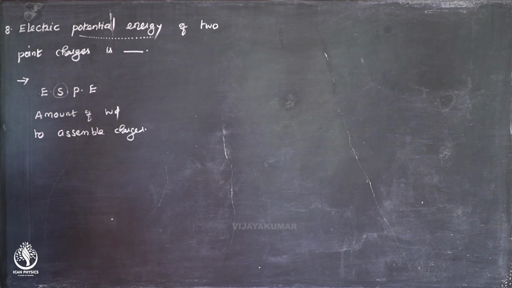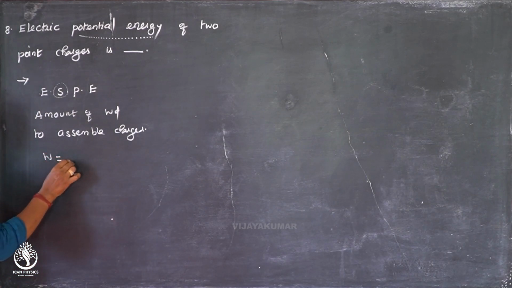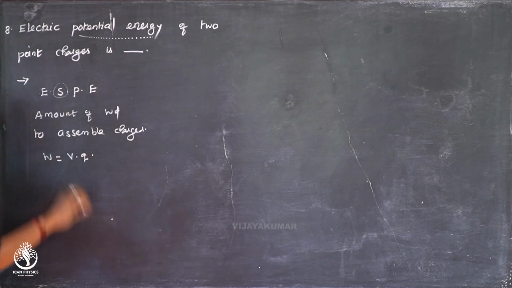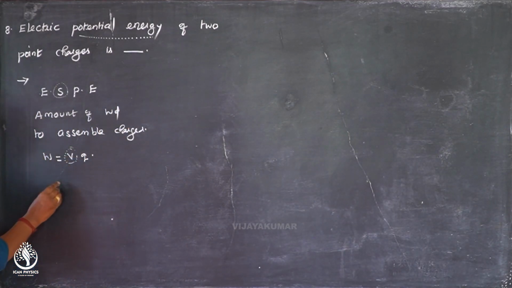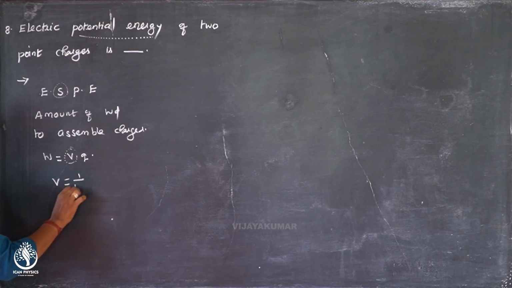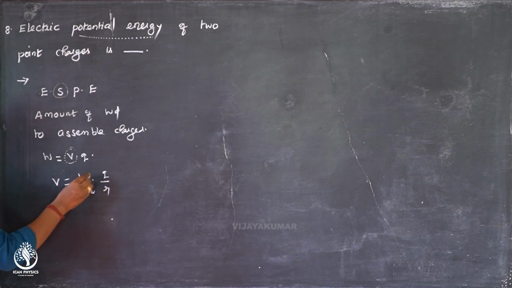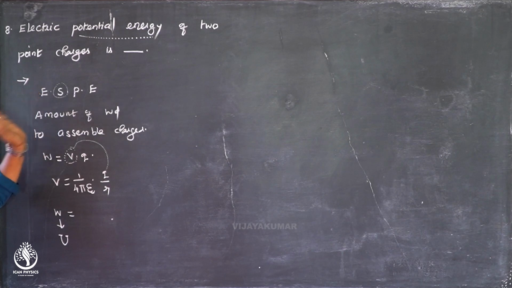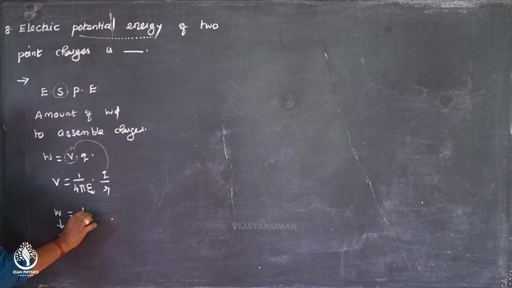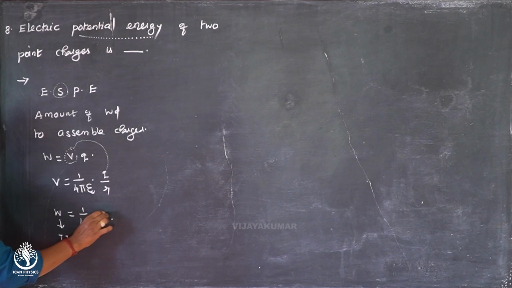The work done is equal to V into Q. We know that V, the potential, is 1 by 4 pi epsilon 0 Q by R. Now we can substitute: the work done is saved as energy, and that energy is the electrostatic potential energy. So it is 1 by 4 pi epsilon 0 Q by R into Q.